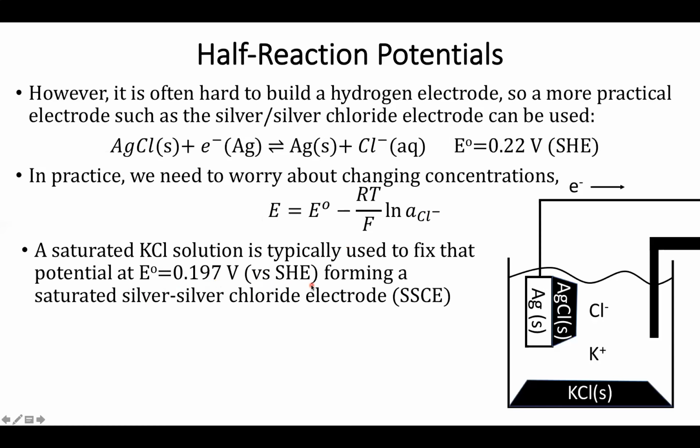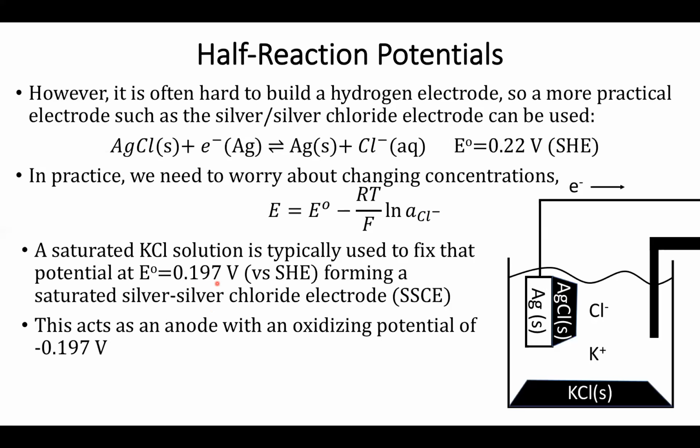Again, versus standard hydrogen electrode, if you're treating it as an oxidation reaction, because we are generally using this as our anode, it has an oxidation potential of negative 0.197 volts. And this reference electrode is referred to as the silver-silver chloride electrode. And this tends to be, again, our real workhorse electrode with a reduction potential of 0.197 and an oxidation potential of negative 0.197. And again, we reference this system.